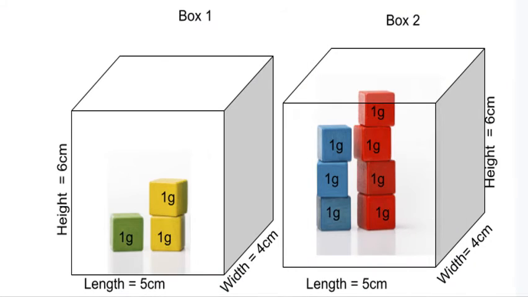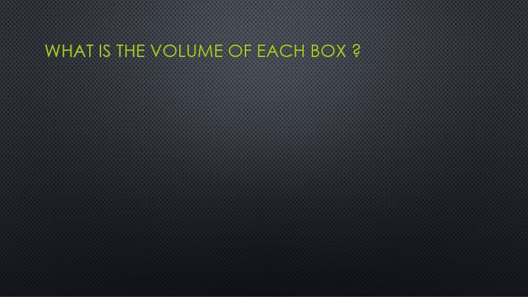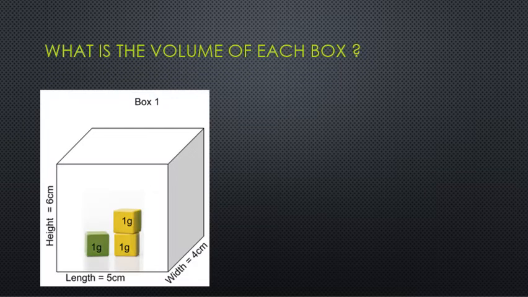Let's consider two boxes. Both boxes are of equal dimensions, but box 1 contains 3 1-gram blocks, whilst box 2 contains 7 1-gram blocks. What is the volume of each box? Here we will try to calculate the volume of box 1.